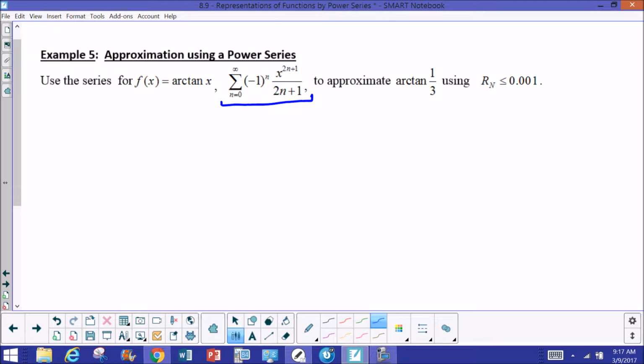So in order to do that, we read through the problem. We're going to use the power series for f of x as arctangent of x, represented by this thing, and we're going to approximate the arctangent of 1/3. We're going to use the fact that our nth remainder term is less than or equal to 0.001. To get the ball rolling, the arctangent of 1/3 would be equivalent to this power series, where the x changes to 1/3, of course.